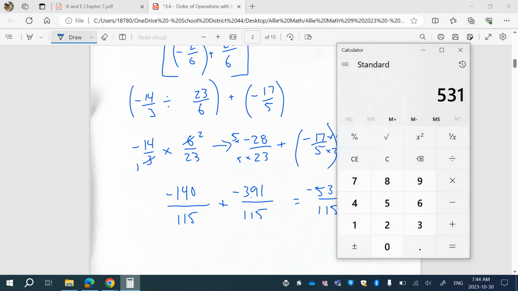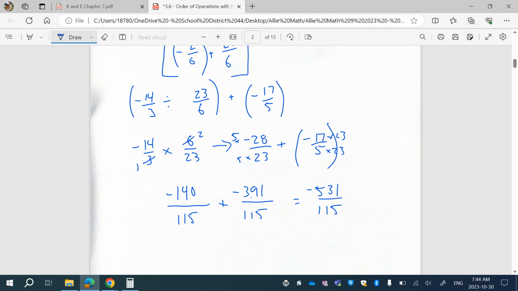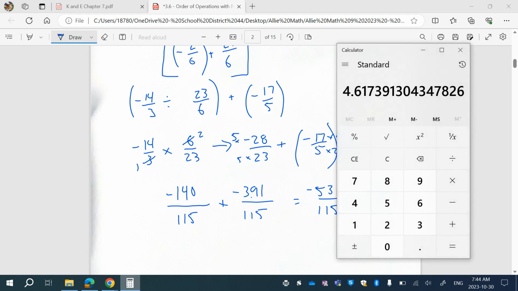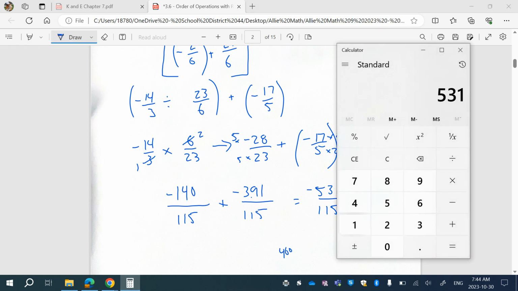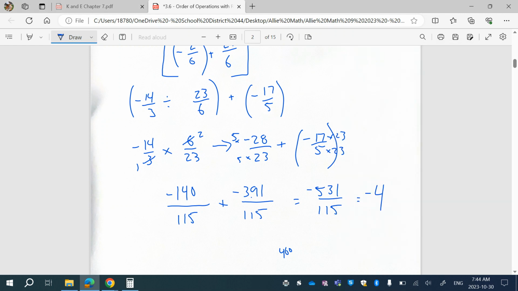Let's see, how many times does that go into there without going over? 531 divided by 115 equals 4 and a bit. So we got negative 4. Now I can go 4 times 115 equals 460. I'm just going to write this down here for me to remember. So let's go 531 subtract 460. Get 71 over 115. I don't know if there's any other numbers that go in there, but I'll leave it at that for now. If you can think of something, let me know and I can reduce it further. Thanks so much.